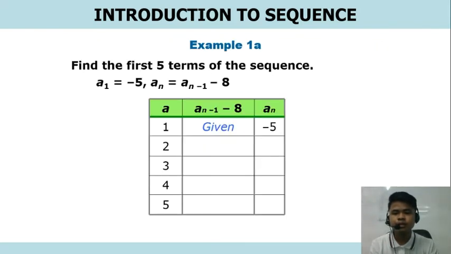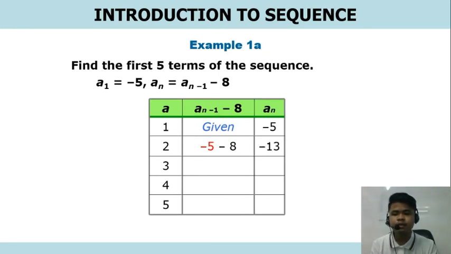The next, find the first 5 terms of the sequence. A sub 1 is equal to negative 5. Then A sub n is equal to A sub n minus 1 minus 8. So, ang gagawin natin dito to find the second term is that we'll just substitute negative 5 to A sub n minus 1. It will become negative 5, then copy minus 8. Negative 5 minus 8, it is equal to negative 13.